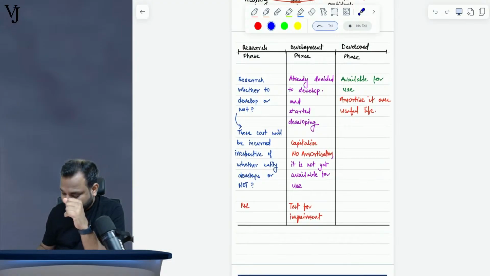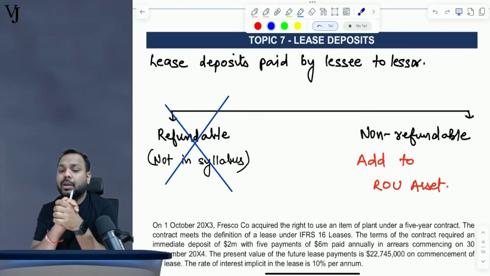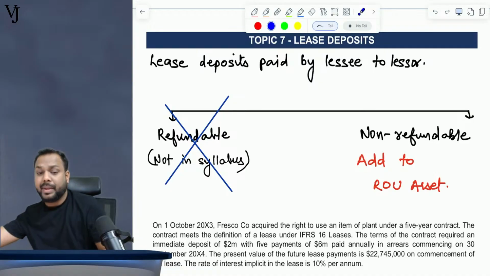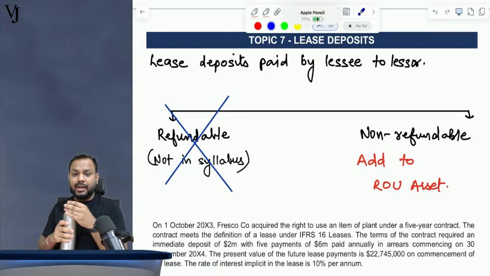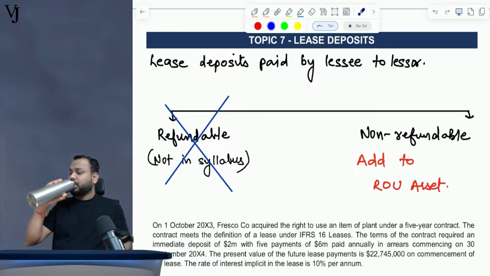Now, moving on to topic number 7, lease deposits. Generally, I have seen students making a lot of mistakes here.